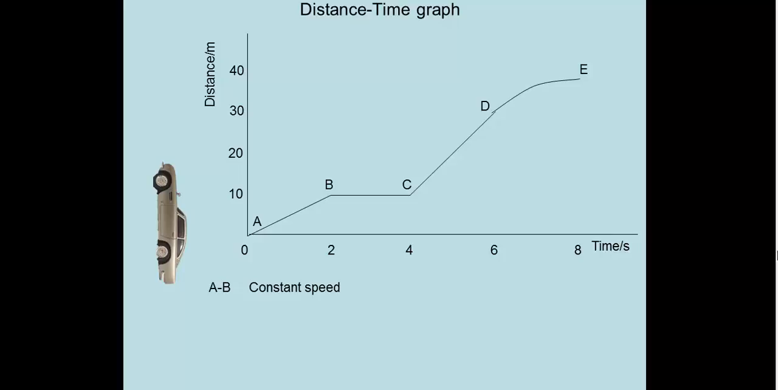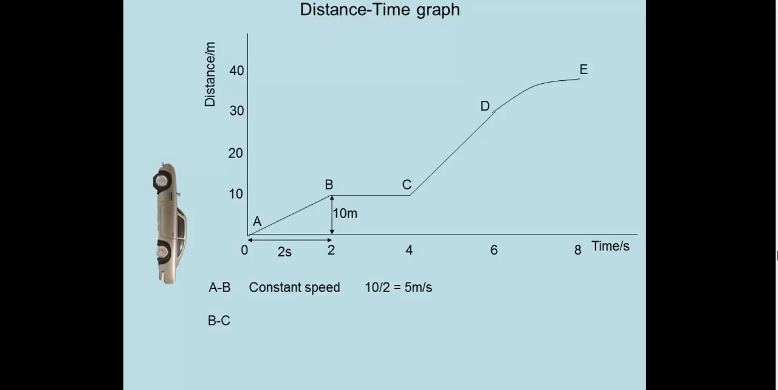We can calculate the speed from the gradient of the line. The gradient is the change in the y value, which in this case is 10 meters, divided by the change in the x value of 2 seconds. So the speed is 10 meters over 2 seconds, 5 meters per second.